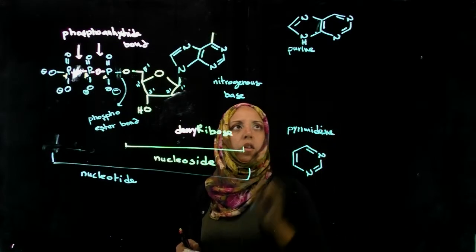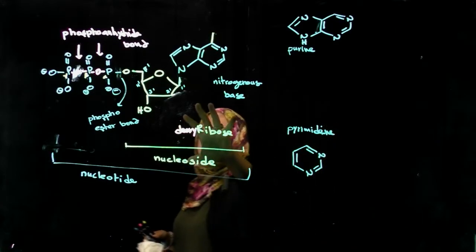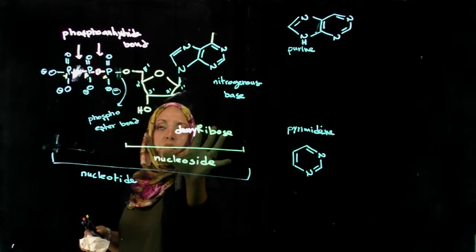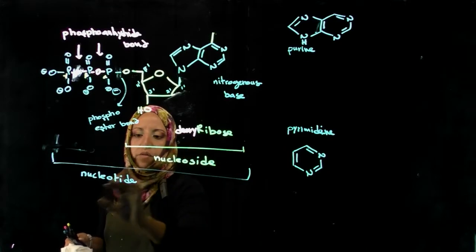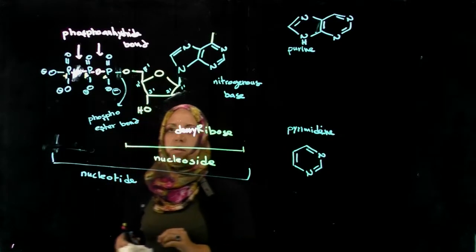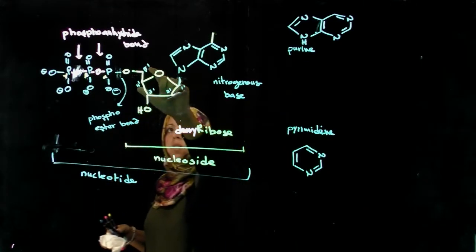They're either purine or pyrimidine derivatives. A nucleoside, if it lacks the phosphate, is called a nucleoside, and in the presence of 1, 2, or 3 phosphates, it's called a nucleotide. And the phosphate is linked to the 5' carbon, right?